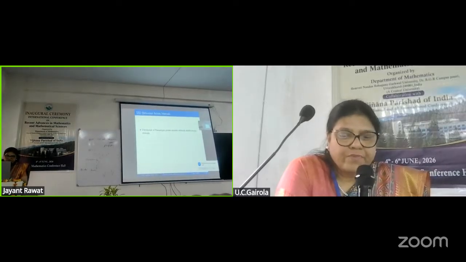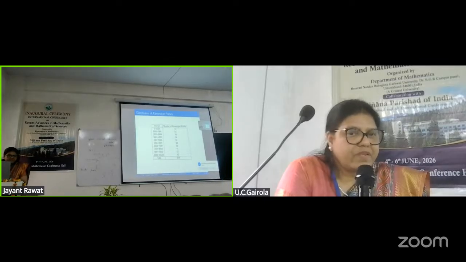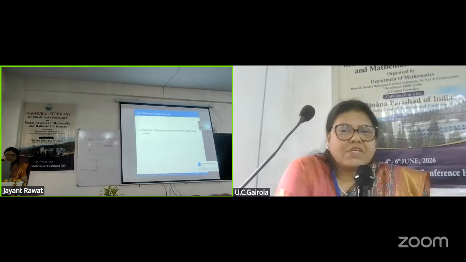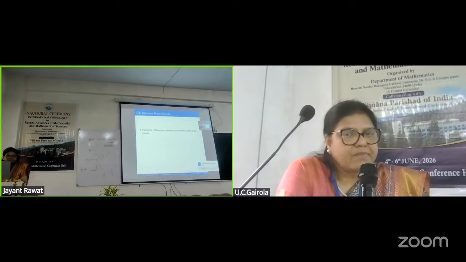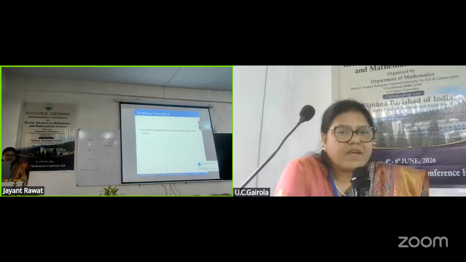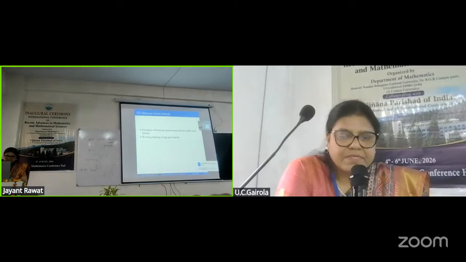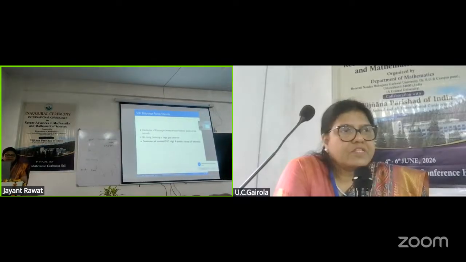And what we conclude from the last is that there is no major difference between the various intervals. So we can say that the distribution of Ramanujan primes remains relatively stable across all the intervals. No strong clustering or large gaps observed. Dominance of terminal SSD digit 4 persists across all the intervals.